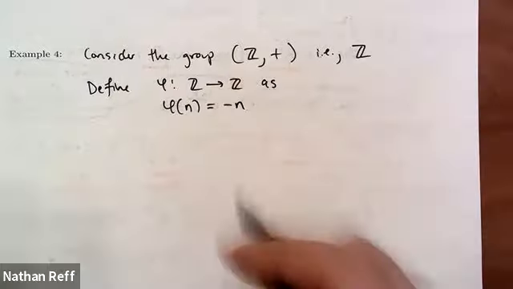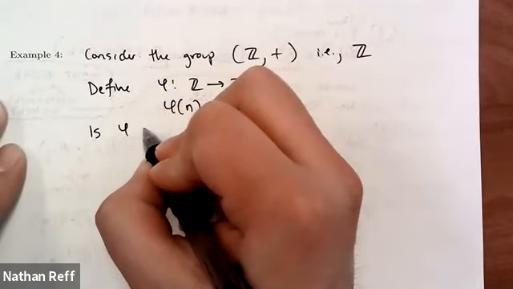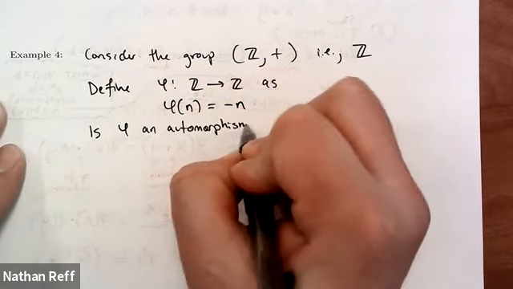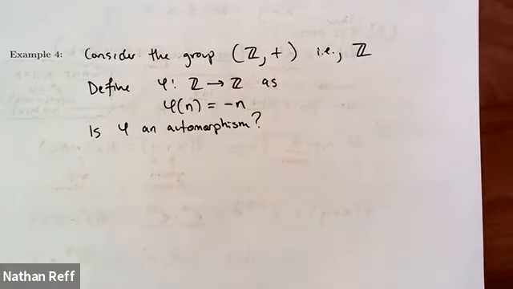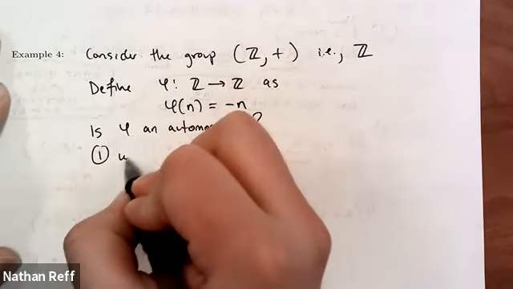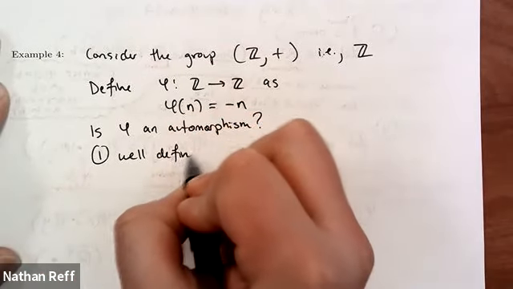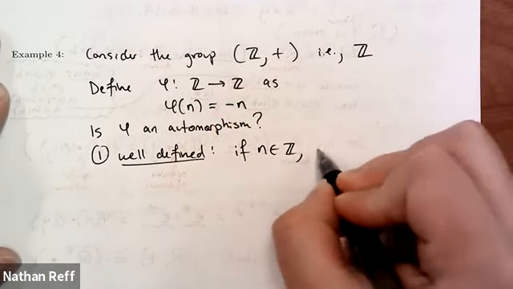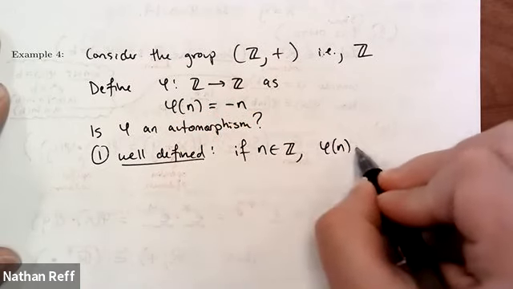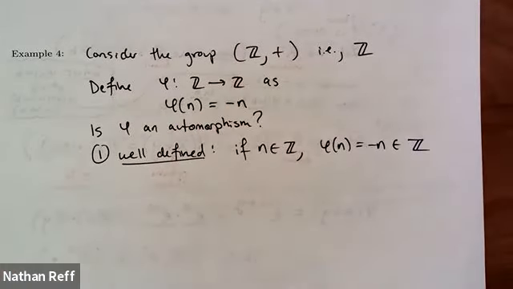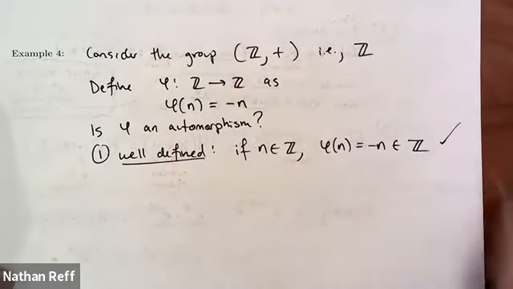But let's see, is phi an automorphism? Well, if you want to check something as an automorphism, you still have to check all 4 of those properties. So first, it's well defined. If n is in Z, do you agree that phi of n, which is equal to negative n, is in the codomain, which is also Z, right? So no problem there.